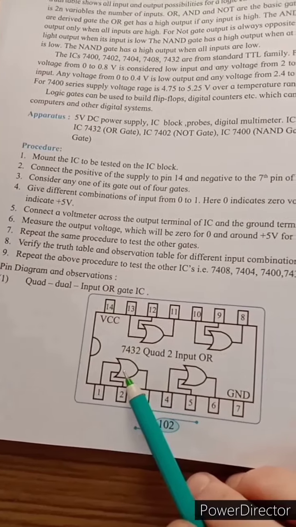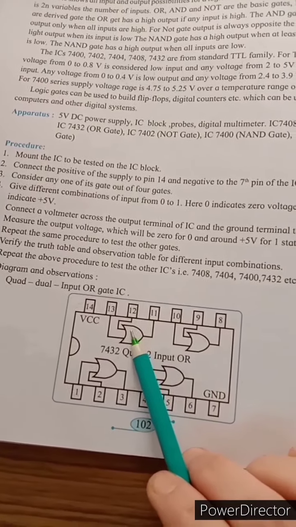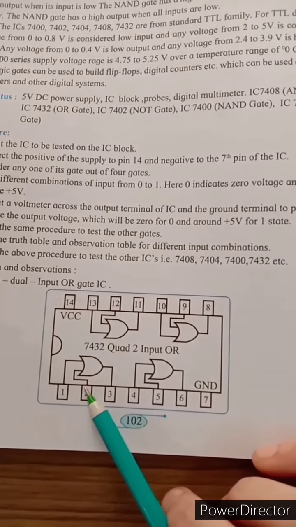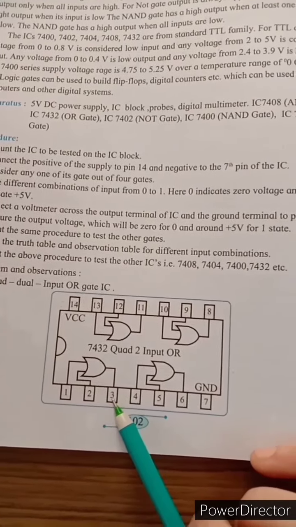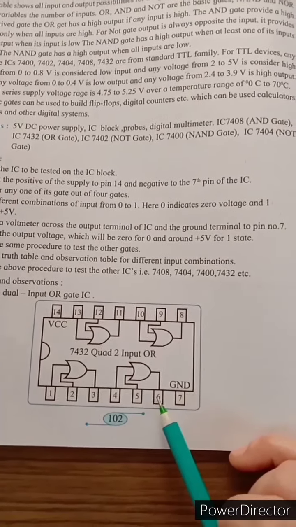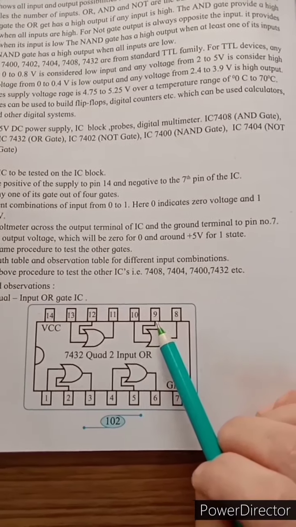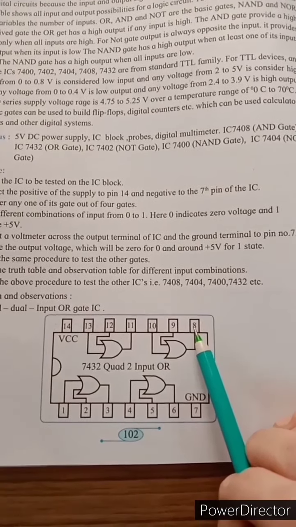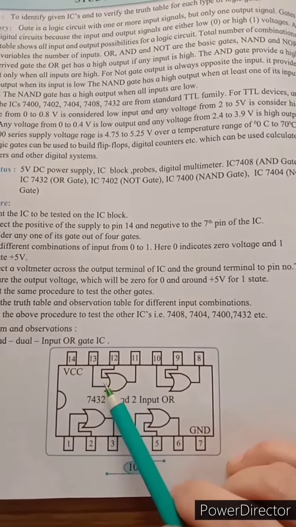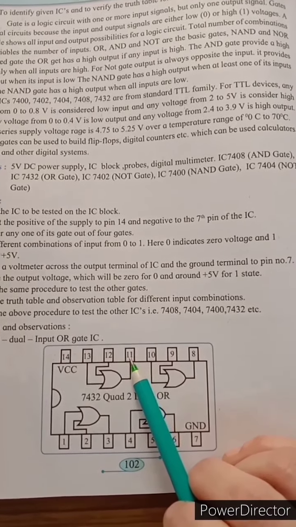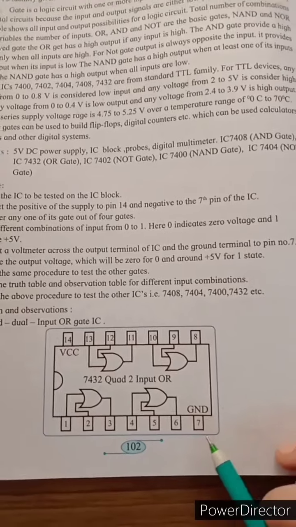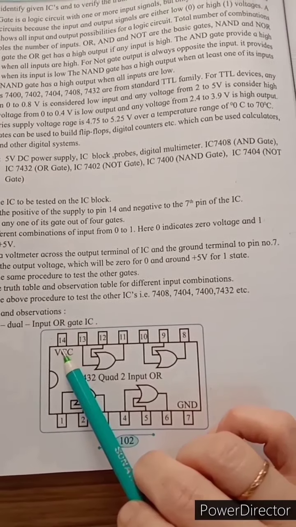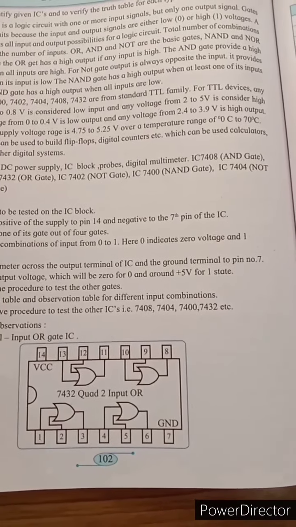This IC consists of 4 OR gates. If you see the connections, pins 1 and 2 are inputs and 3 gives the output. 4 and 5 are inputs and 6 gives the output. In the next gate, 9 and 10 are inputs and 8 is the output. 13 and 12 are our inputs and 11 is the output. For the given IC, this is the common connection: pin 7 is always connected to ground, and pin 14 is always connected to VCC, that is the voltage.